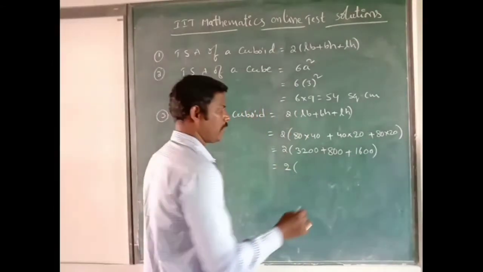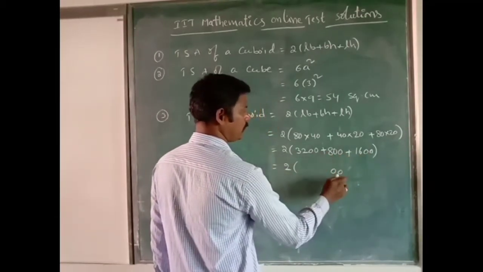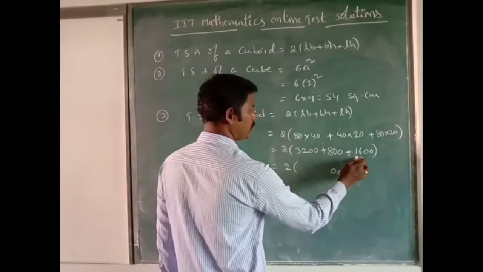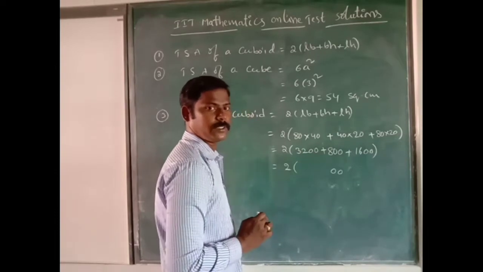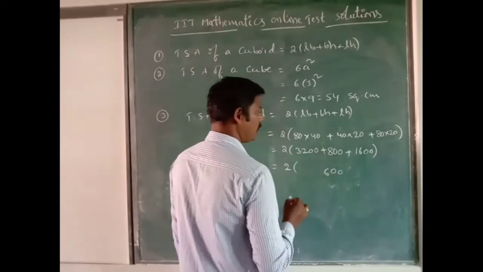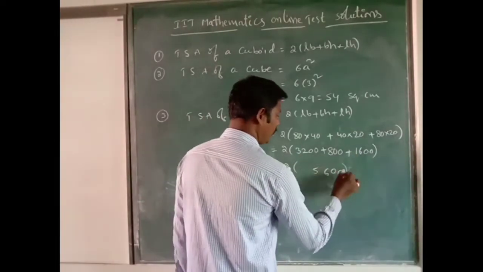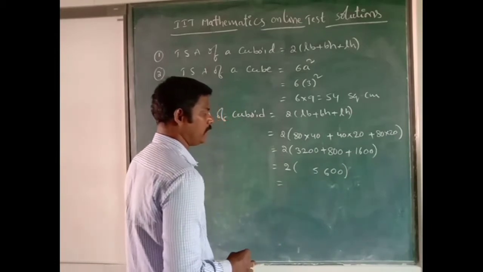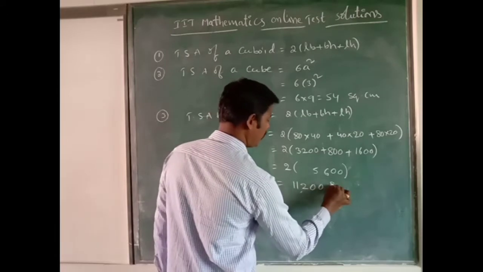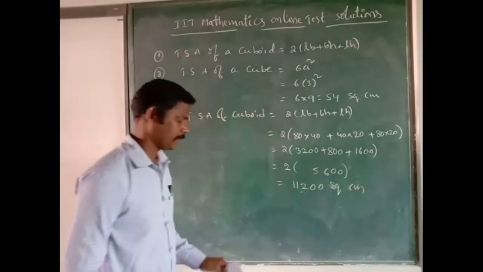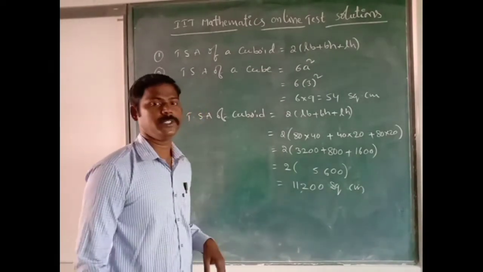Okay, children. So add the values, right? 0 plus 0 plus 0, 0. 0 plus 0 plus 0, 0. Next, 6 plus 8 how much? 14. 14 plus 2 how much? 16. 6 again 1. 1 plus 1 how much, children? 2. 2 plus 3, 5. 5600. If you multiply the entire value, 11,200 square centimeters. 11,200 square centimeters. This is the third problem solution.